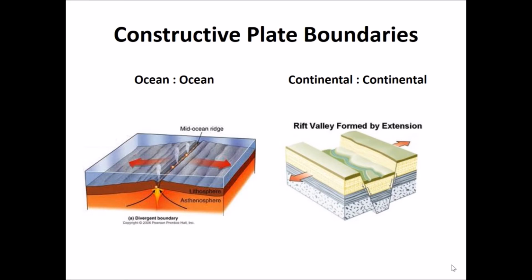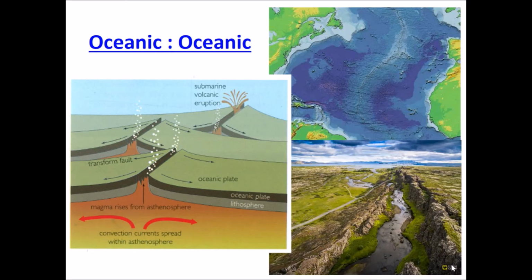Now, there's two settings where this can occur, either oceanic boundaries, where we have two bits of oceanic crust separating, or continental boundaries, where two bits of continental crust are separating. And in each of those situations, different processes occur and different landforms are created as a result of those processes. We're going to start by thinking about oceanic boundaries to begin with. This is where two bits of oceanic lithosphere are separating.